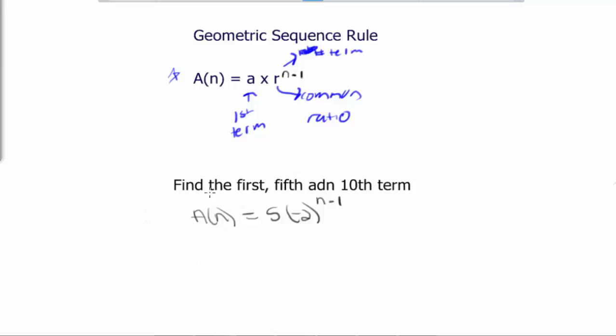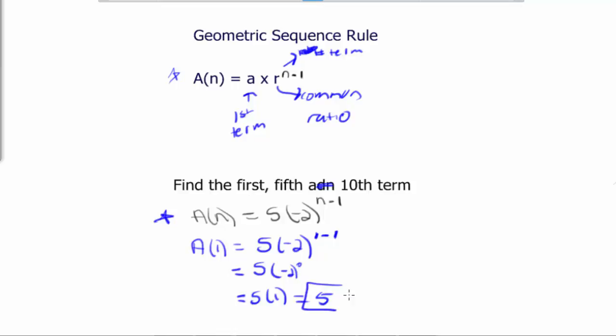In order to use that, we would give you the formula and say find the 1st, 5th, and 10th term. So for the first, you just plug in 1 for the N. Well, 1 minus 1 becomes the 0 power, and you remember you have to do your exponents first before you multiply. So this becomes 5 times 1, so that's 5. The first term is 5.